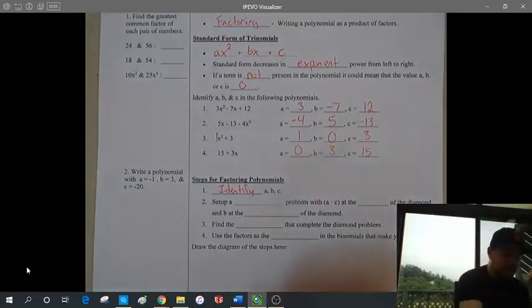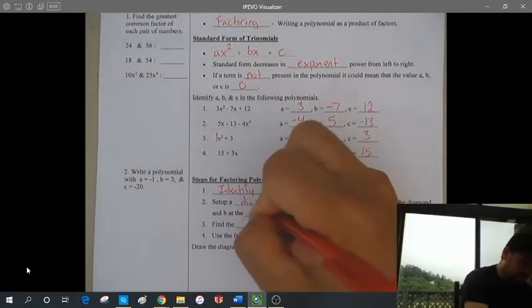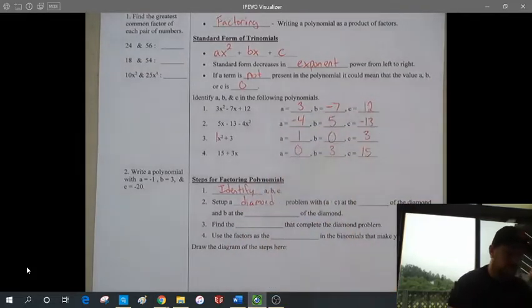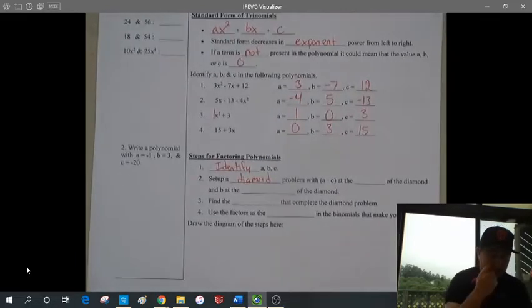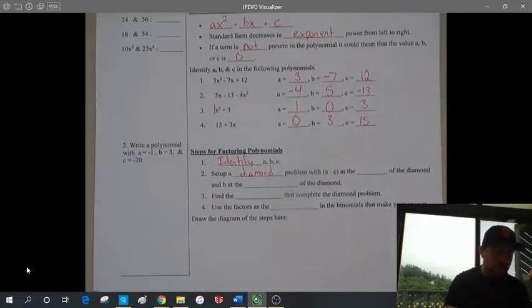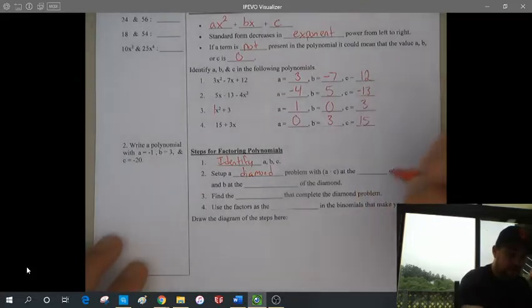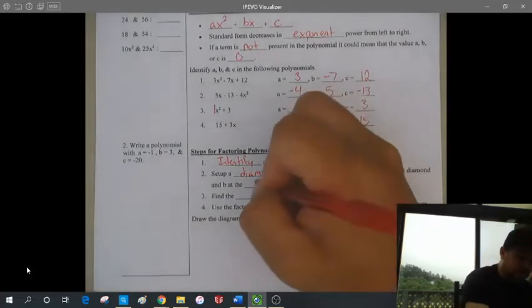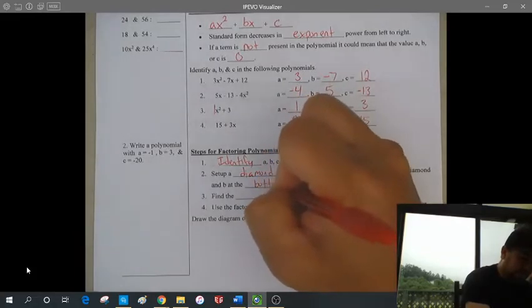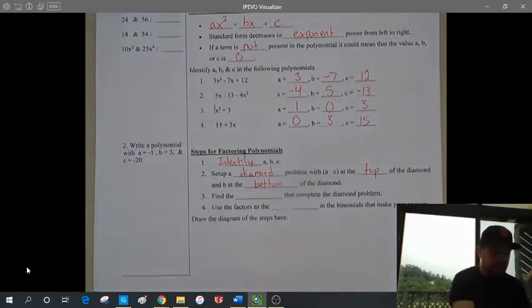We're then going to set up a diamond problem. So this is why I had you practice diamond problems yesterday, because next step is to create the diamond problem, where in the top of the diamond problem, we're going to put a times c. So whatever we identify as a times c, we are going to put that at the top of our diamond problem. And b, whatever the b value is, is going to go on the bottom of the diamond problem. So that's kind of helpful to remember. B on the bottom. A times C on the top, B on the bottom.